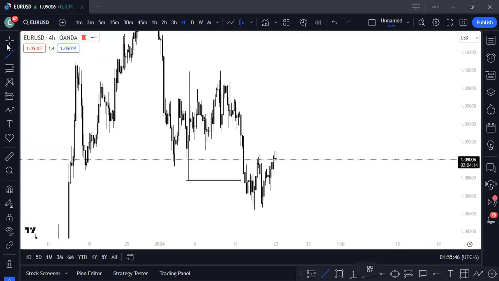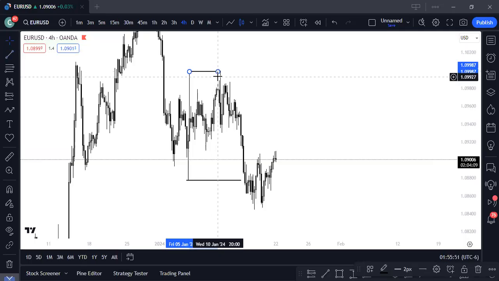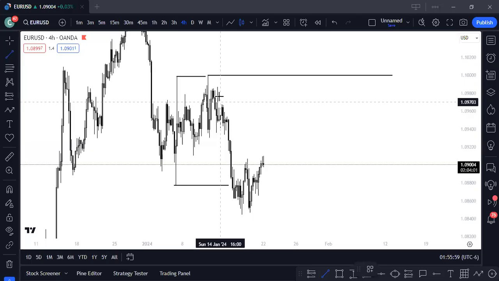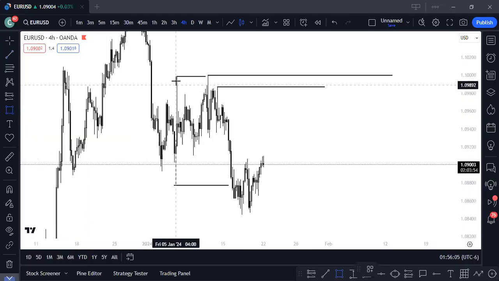There was a sweep here. There was a sweep there. This becomes a protected eye, right? And this is the highest eye closest to this. So price might still come here. So I just mark out all the possible POIs that price is most likely to come to.